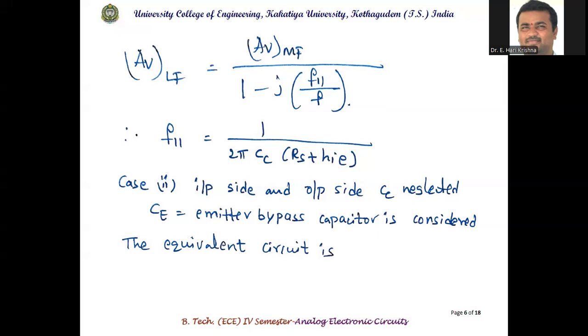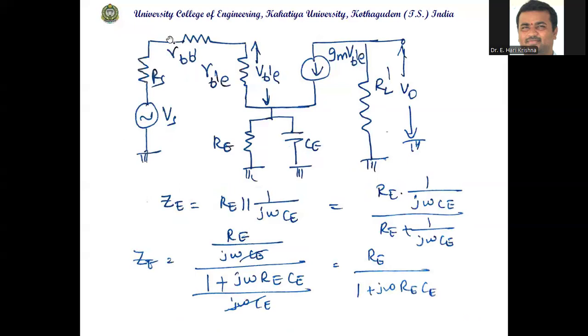Case 2: input side and output side CC neglected. Consider the emitter bypass capacitor. Considering only the emitter bypass capacitor is case 2. So we have redrawn this circuit. Output side coupling capacitor is neglected. Input side coupling capacitor is neglected. Only CE is taken. And ZE, for the sake of simplicity of calculation, we are using ZE here. ZE is the parallel combination of RE and CE. So ZE is equal to RE parallel 1 by j omega CE, so RE into 1 by j omega CE by RE plus 1 by j omega CE. A simplification leads to ZE equal to RE by 1 plus j omega RE CE. So we will see here the current flowing through this RE CE parallel combination is the current from the input and this dependent current source. We will see that in the next slide.